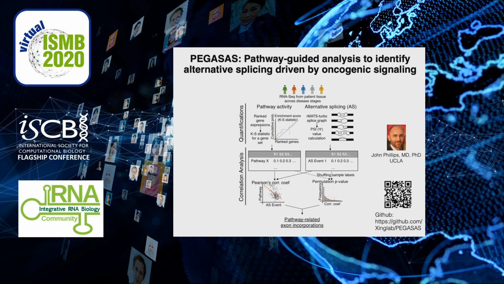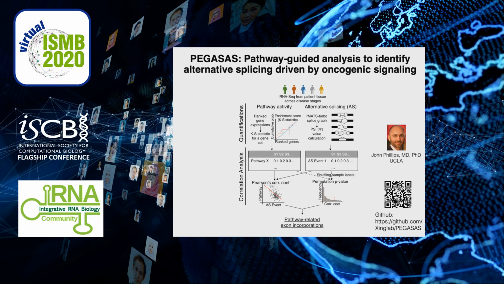In collaboration with John, we were first inspired by decades of cancer genomic studies, where genomic signatures were established to reflect the disease stages and oncogenic signaling activation. So we thought to leverage those gene signatures to guide our search, so we were able to identify splicing variants responding to oncogenic signaling alterations during the development of cancer. So following this idea, we implemented PEGASAS.